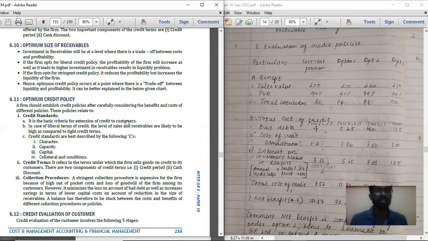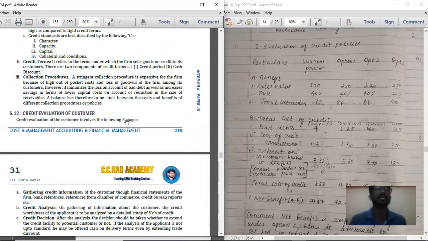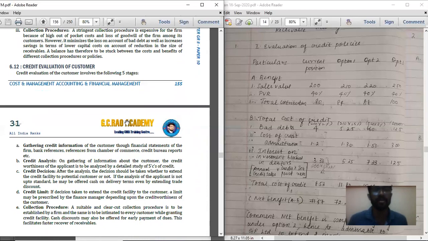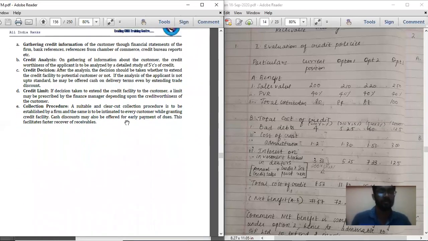And just go through this optimum size of receivables, optimum credit policy. What is this credit policy? Credit policy is nothing but how much of sales should be made on credit and how many months should be given for these credit sales. How much credit period should be there. All these are credit policies.